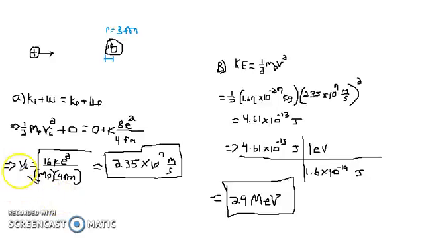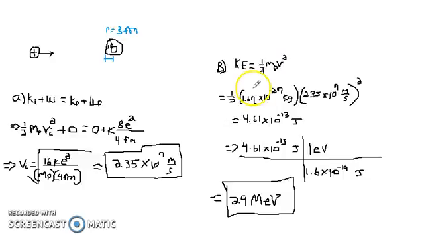So rearranging and solving for the initial velocity of the proton, I get 2.35 times 10 to the 7 meters per second. So part B, what is the proton's kinetic energy in mega electron volts?